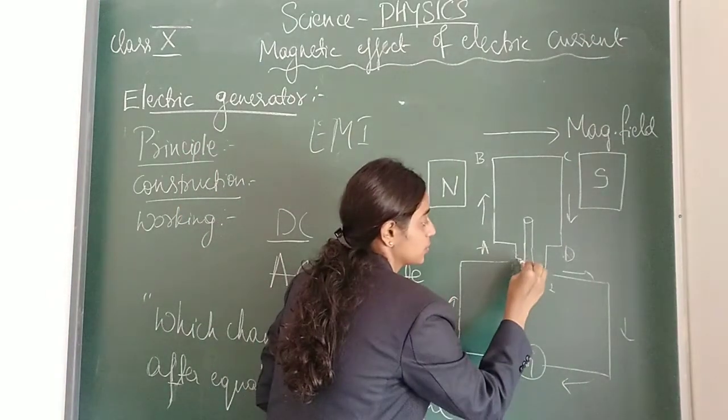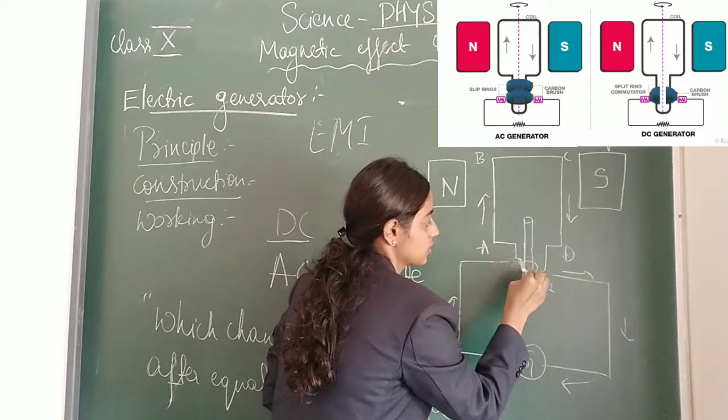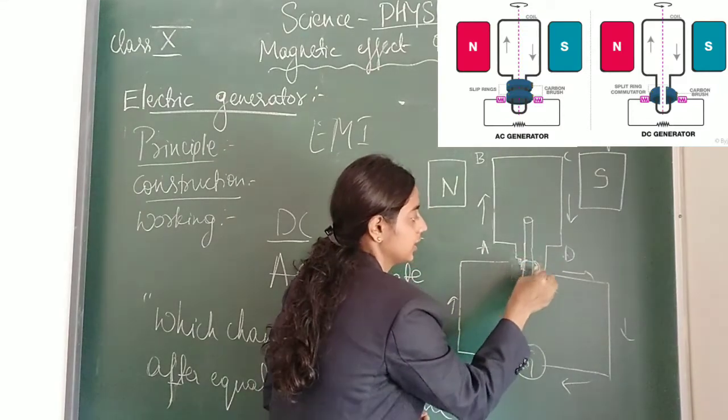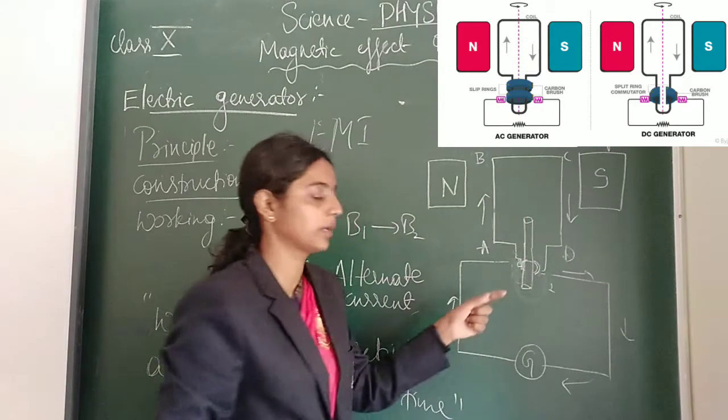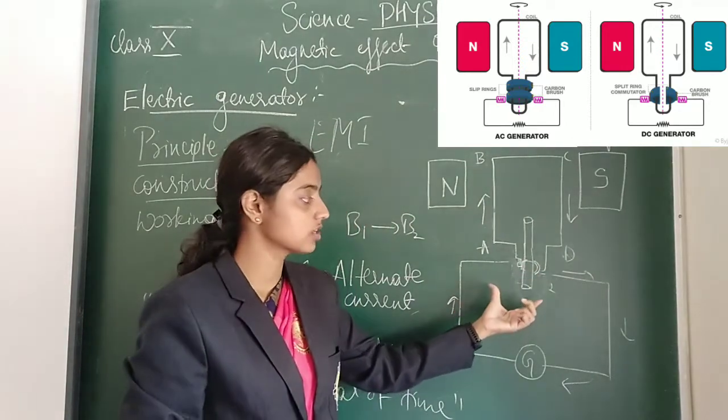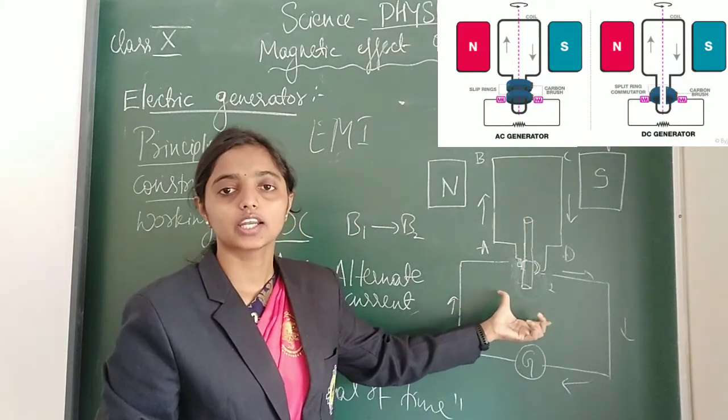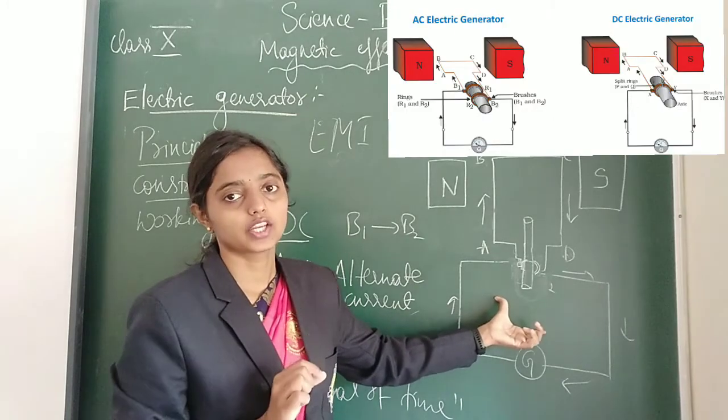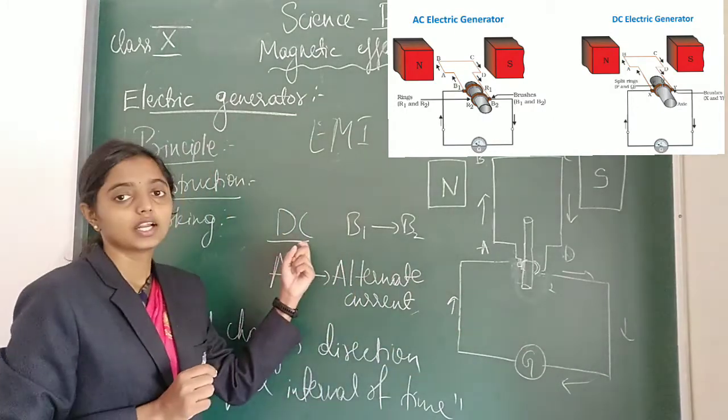So here we should take a split ring. Instead of two rings here, we are taking one ring. So here also we will be having V1, V2. Now I will tell the process of how unidirectional current will be produced, and that unidirectional current is nothing but direct current.